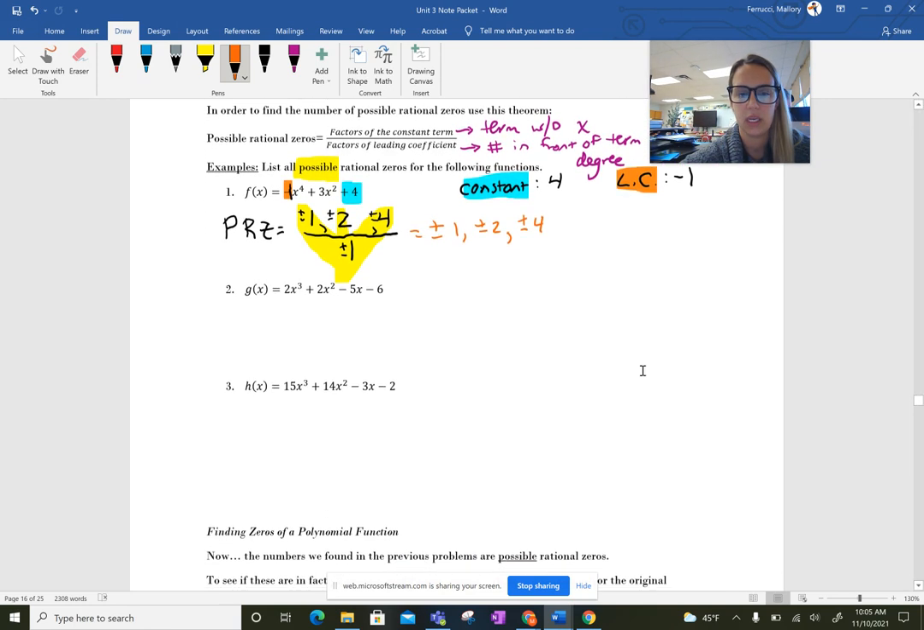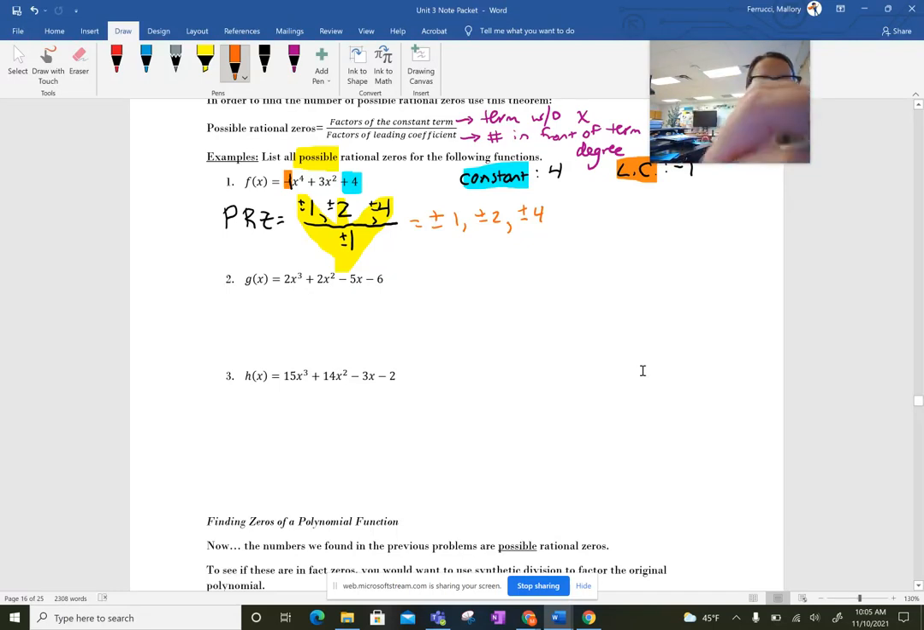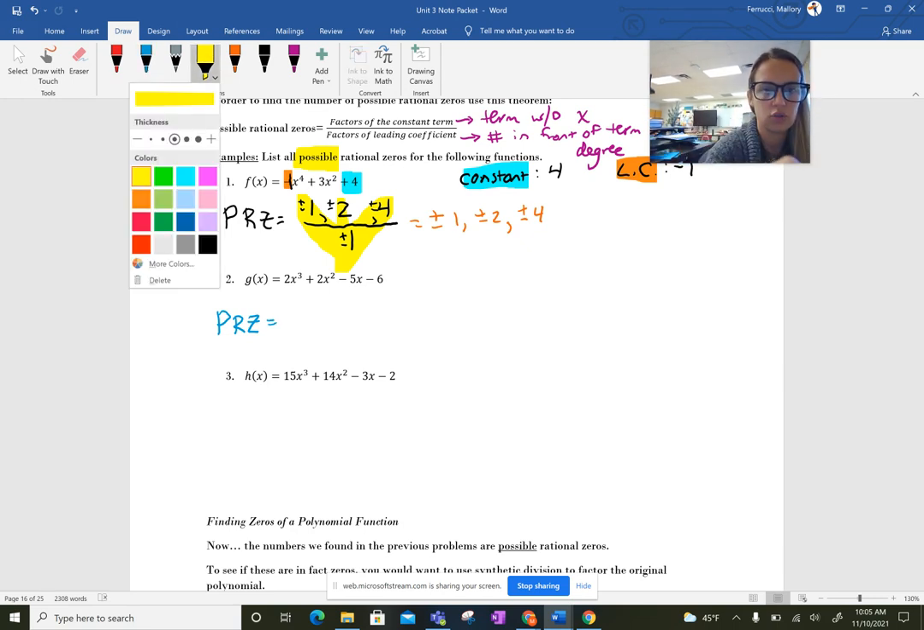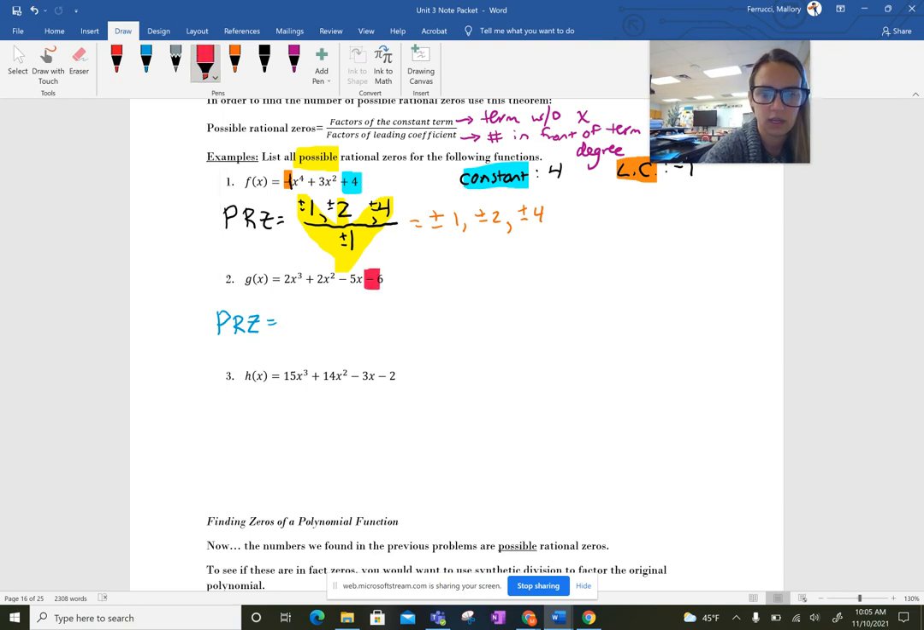Okay. So let's look at number 2, possible rational zero. Well, let's see here. So we need the constant. That's a pretty color. Here's the constant. And then there's the leading coefficient. So the constant is -6, and the leading coefficient is 2.